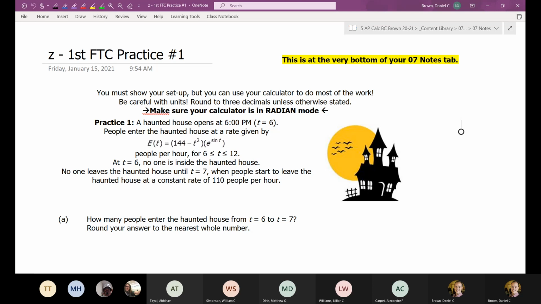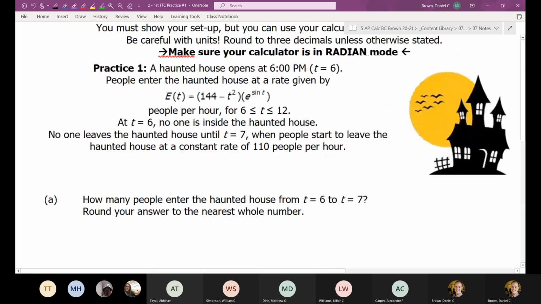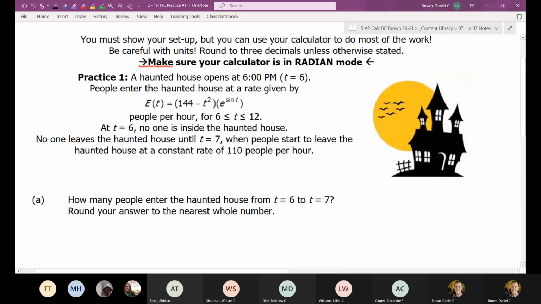Looking at this one, let's talk about the problem. I think the first 3 parts are pretty straightforward. Part D is a little bit more complicated. We have a haunted house. These problems are usually set up in the same format, with what you've been provided and what you're trying to find. It tells us the haunted house opens at t equals 6. That's the starting point.